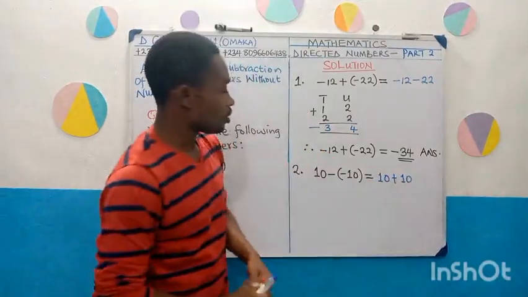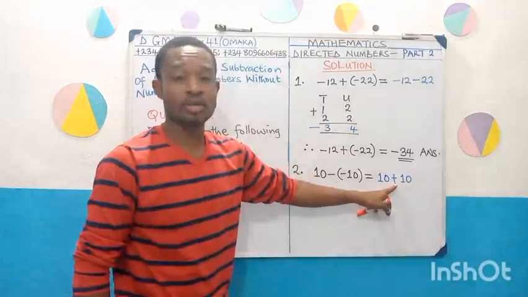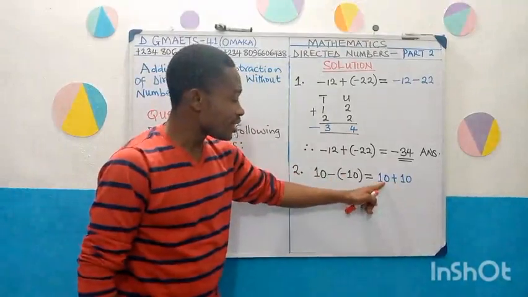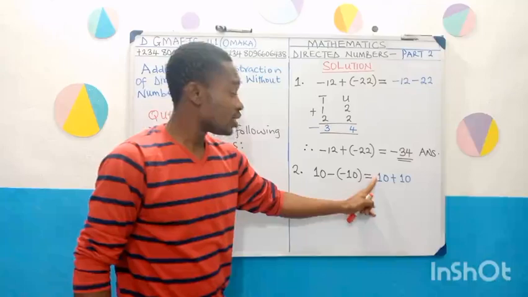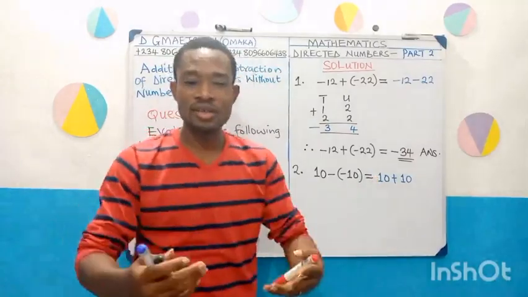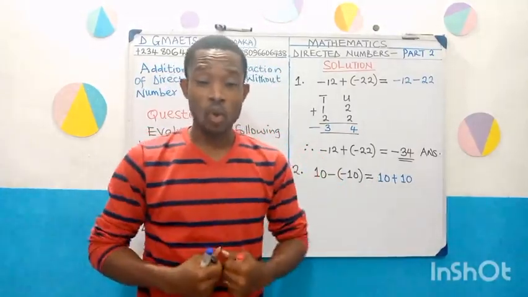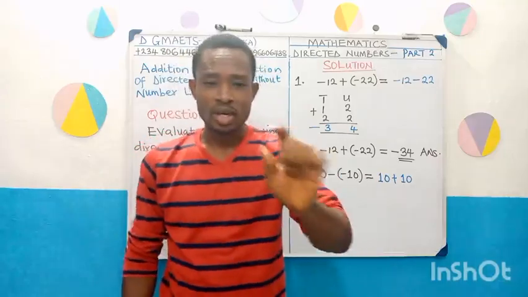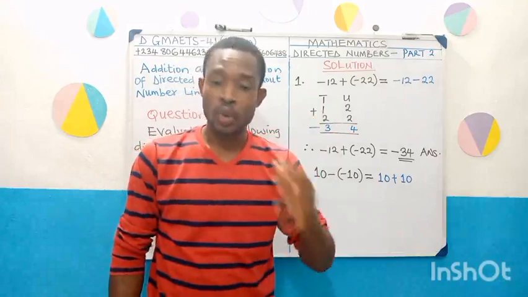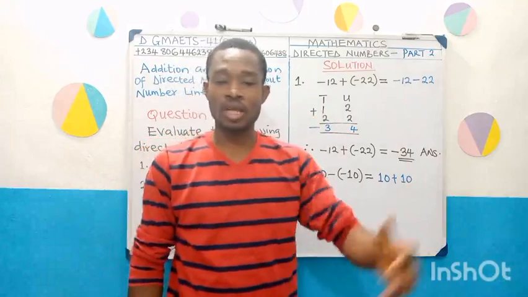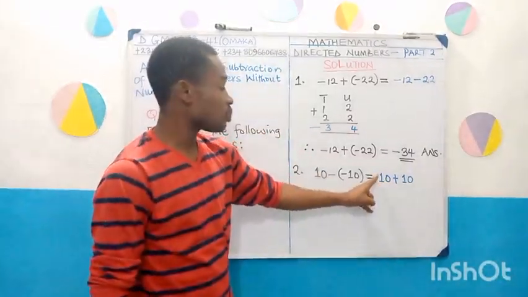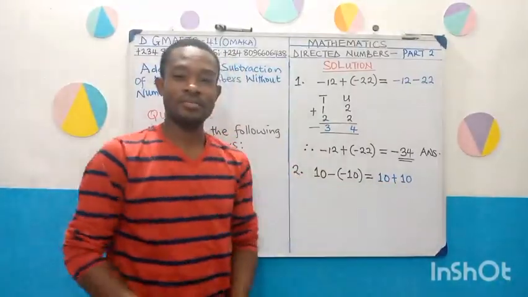Good. Did you notice something? This 10 now has become plus. Minus minus will change to what? Plus. Now this 10 that is standing here, is there any minus before it? No minus. I have said this again and again before. If I give you a number and there is no minus before that number, it means that number is a positive number. So it's going to be plus the number. So this 10 you are seeing here is the same as plus 10. So this thing is plus 10 plus 10.